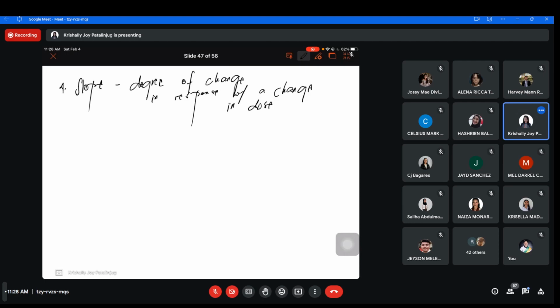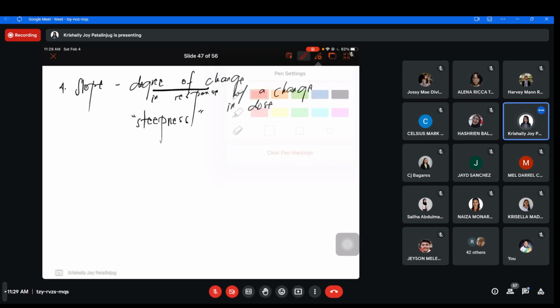I repeat, the slope tells us the degree of change in response with a change in dose. Okay, so it only describes the steepness of the curve, the steepness of the plotted graph, because it will affect how drastic the change in the response is upon changing a dose.